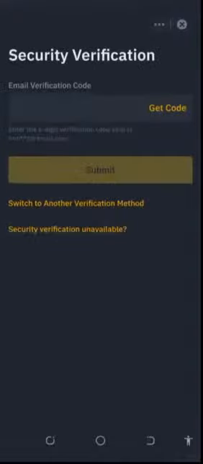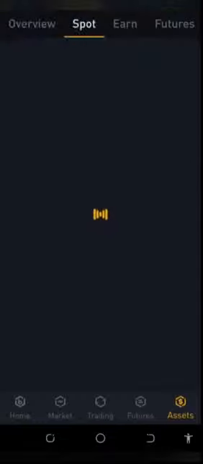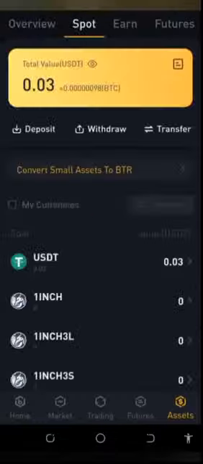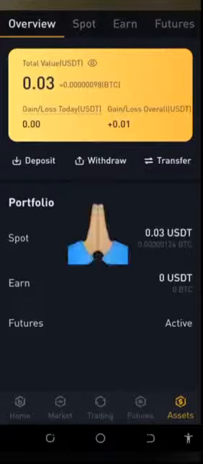Okay, I'll do my verifications and I'll see you on the other side. All right, I'm already in BuyTrue and it hasn't arrived yet. So let me just refresh. As you can see here, I've got 0.03 USDT. That's a really, really tiny amount of money. Spot is just 3 cents, and then nothing else. So let's keep our fingers crossed. I'm waiting, I'm hoping, I'm praying that this works, because that's going to be a sweet deal.